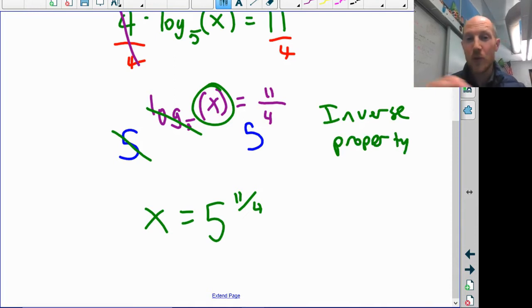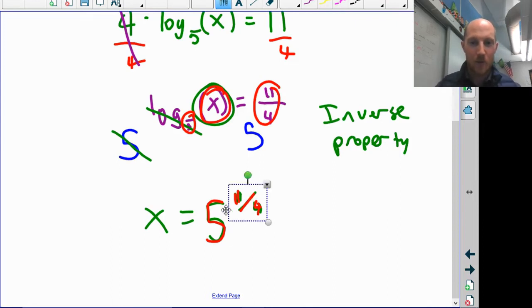if we had just rewritten that log equation in purple into exponential form, this is exactly the same thing we would get. 5 is the base. So 5 is our base to the power of 11/4 right there. And then it's going to equal this output of x. So we're going to get the exact same thing. It's a matter of whether we do the inverse property to get there or whether we just rewrite it as an exponent.